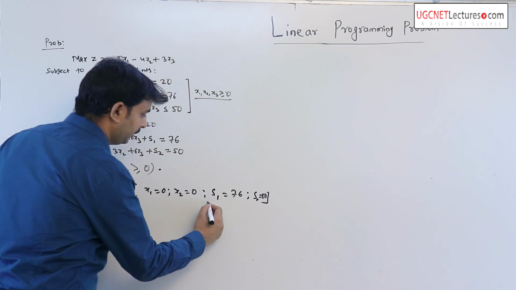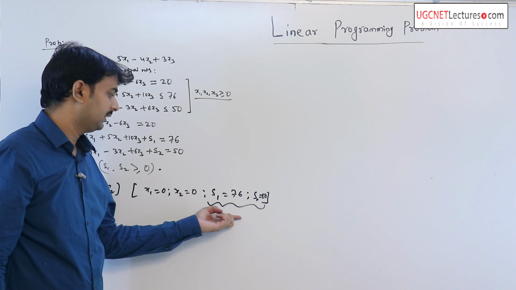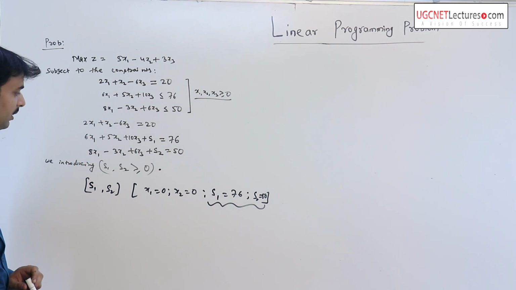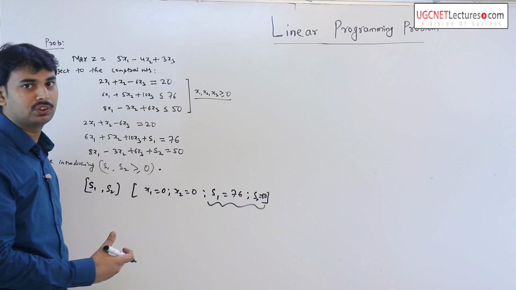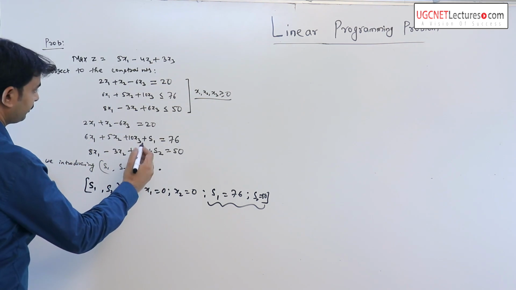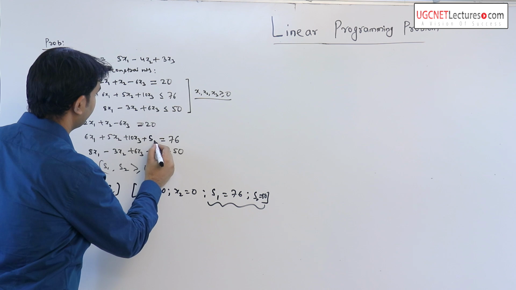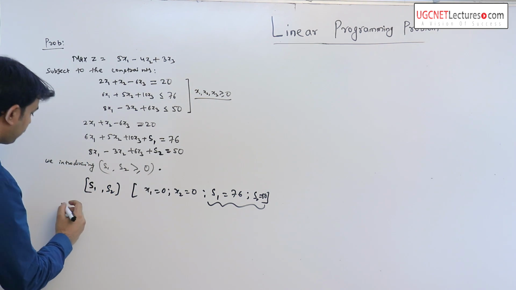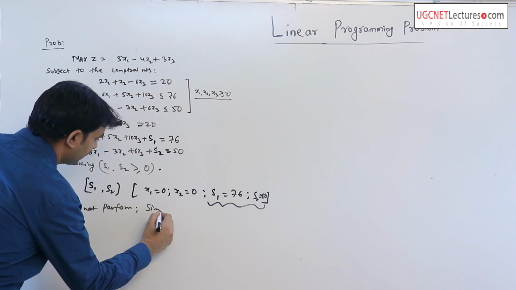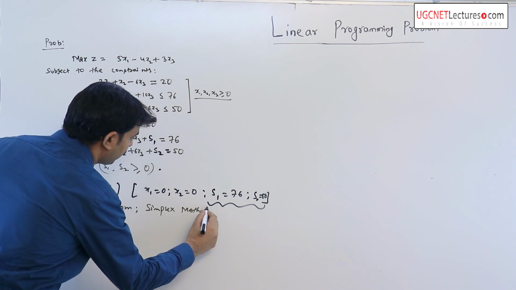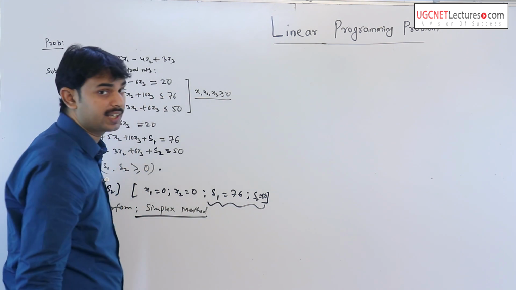And if we take these two variables in our simplex table, meaning s1 and s2 as basic variables, we cannot find an identity matrix of 3 cross 3 type, because in the first equation we do not have any slack variable. Thus we cannot perform the simplex method by taking only s1 and s2 as basic variables.